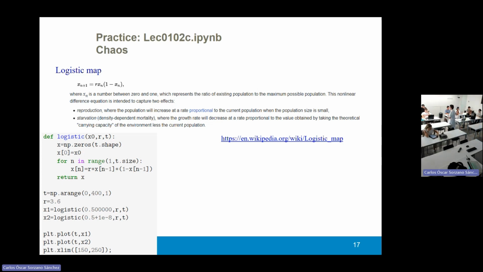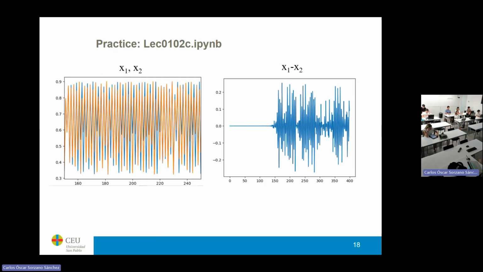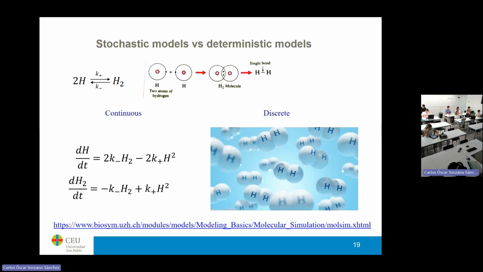It's a discrete model by itself. So that was one of the things that you had to choose: what kind of models you want to have. And another decision is whether you want a deterministic model or a stochastic model.